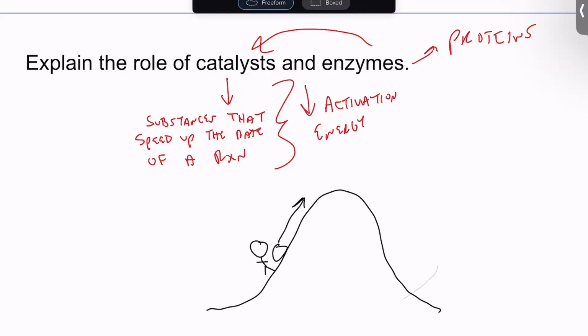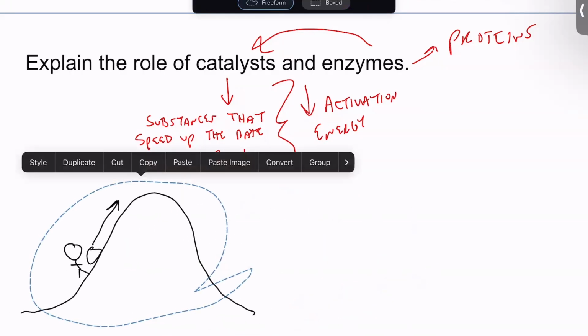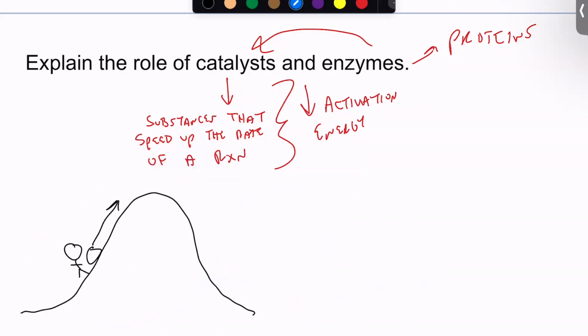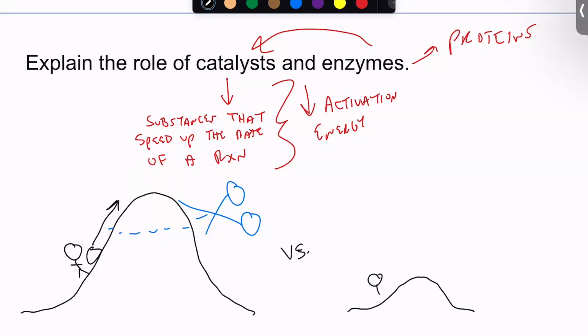Basically, what enzymes do is they come in and they just kind of cut this mountain down a little bit. So now you still have to get the ball up the hill, but now say the hill is only like that big. So you're going to reach the top a lot faster. So that's what they mean by activation energy.